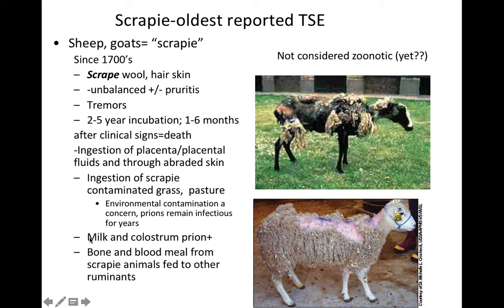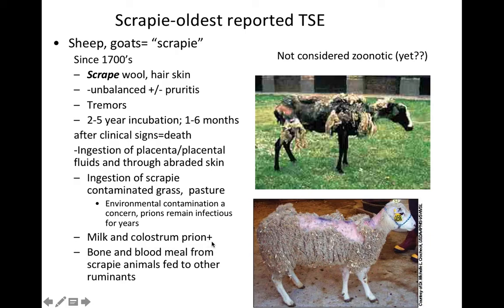We want to remember that milk and colostrum is the first milk that mammals make. It's chock full of antibodies. Milk and colostrum also contains white blood cells, right? So unfortunately, the milk and colostrum are also prion positive.